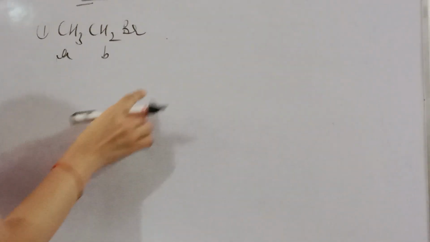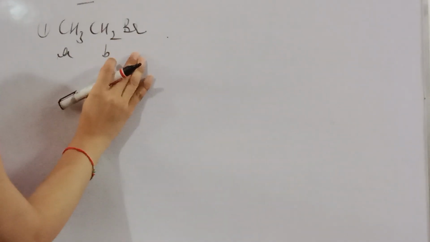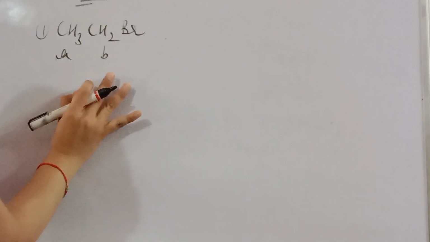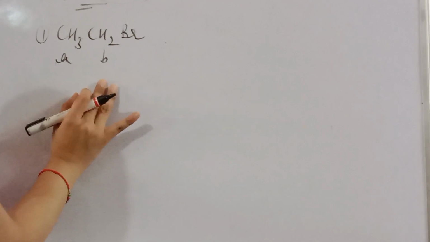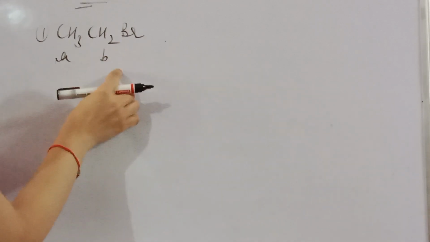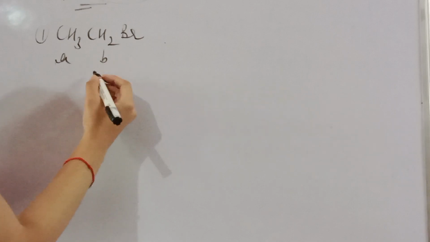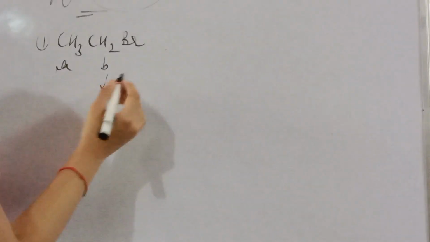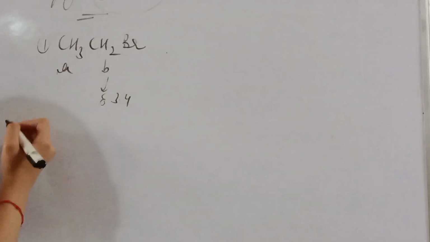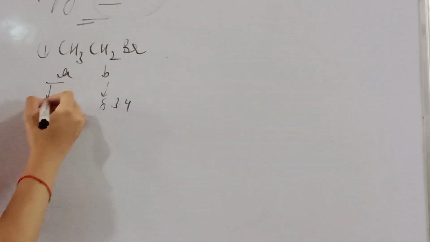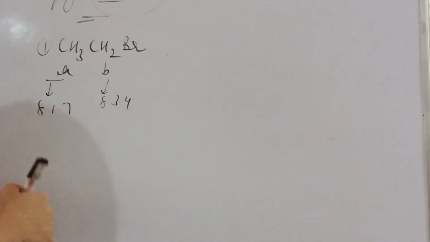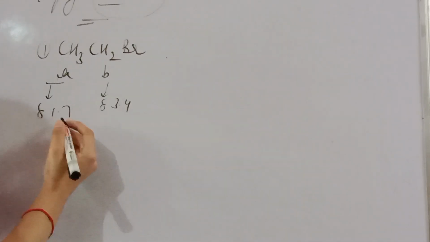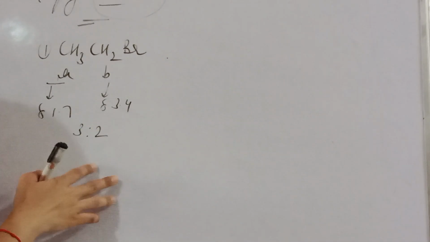Due to minus I effect of bromine, the electron density around CH2 protons decreases relative to CH3 protons. Therefore, CH2 protons are deshielded relative to CH3 protons. In other words, CH2 protons absorb at a lower field, that is delta 3.4, than CH3 protons, which is delta 1.7. Integration reveals that the relative areas under these two signals are in the ratio 3:2, that is the number of protons.